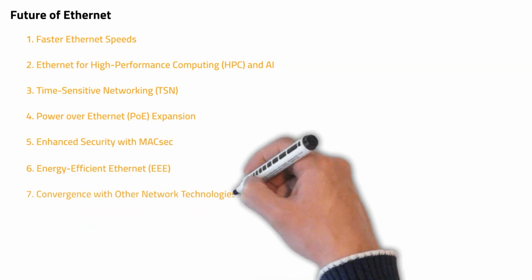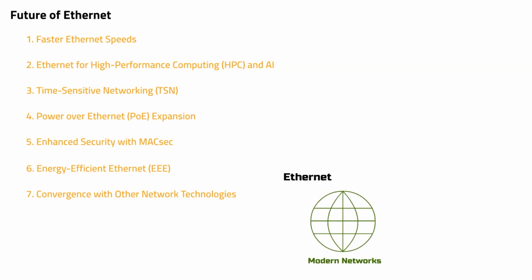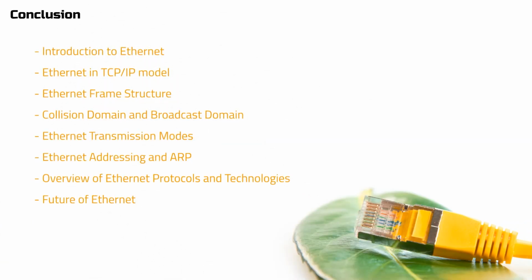The final topic to consider in the future of Ethernet is its convergence with other network technologies. The integration of Ethernet with technologies like Wi-Fi, 5G, and optical fiber is transforming modern networks into highly integrated, flexible infrastructures. This integration allows Ethernet to support diverse workloads across hybrid environments, from data centers to the network edge, creating scalable, unified network fabrics. In this video, we've covered the essentials of Ethernet, from its foundational technologies to its future in high-speed, scalable networks. As it continues to evolve, Ethernet supports both traditional and innovative applications.